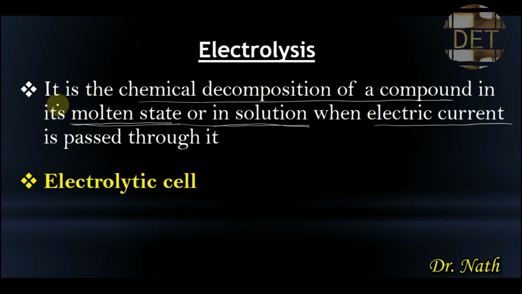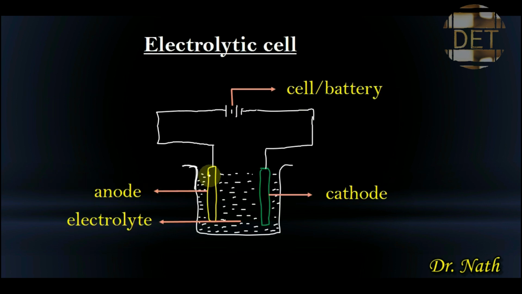So again, electrolysis is the chemical decomposition of a compound in its molten state or in solution when electric current is passed through it. And the process occurs in what we call an electrolytic cell. And this is the structure of a typical electrolytic cell.